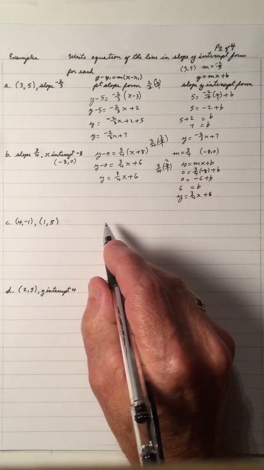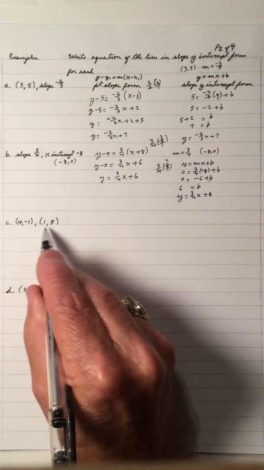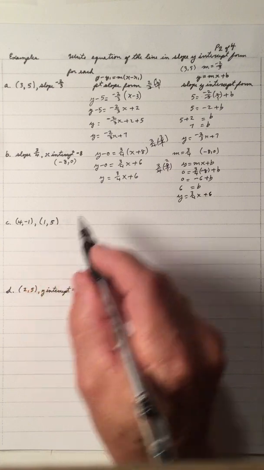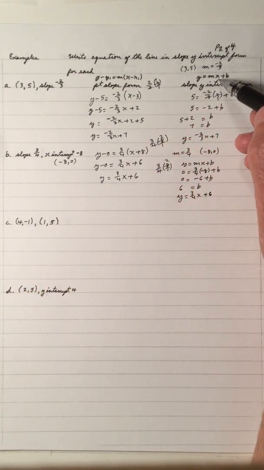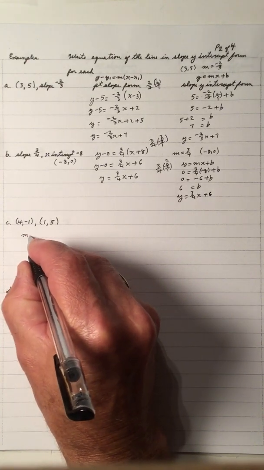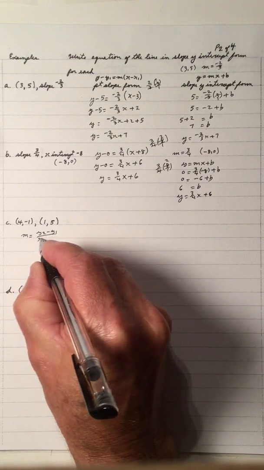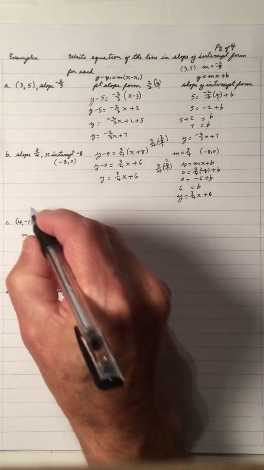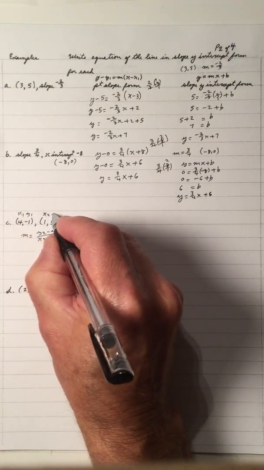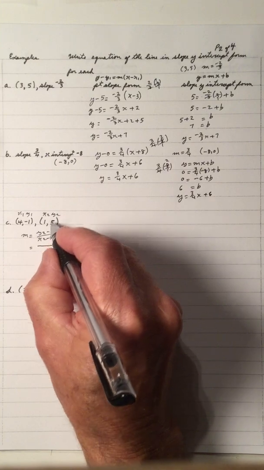Your choice. C, I have 2 points and I have no slope. So no matter which way I go, point slope form or slope y-intercept, I have to go and find the slope. So the slope is y2 minus y1 over x2 minus x1, and the points are x1, y1, x2, y2. So let's work out the slope. y2 is 5.